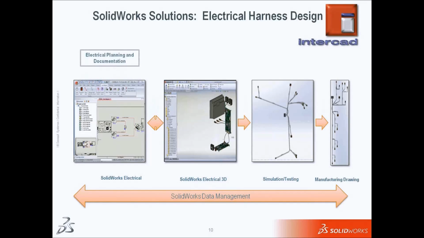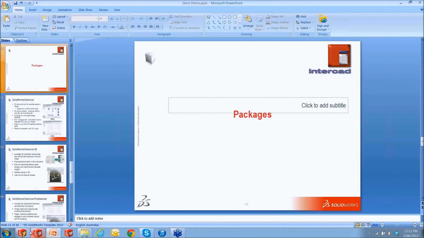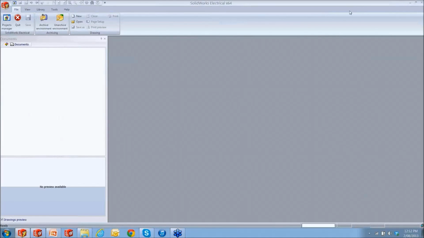So electrical planning and documentation, as you can see, gets done in Electrical 2D. Then you have electrical system design, and there's wires, cables and harness routing involved inside that system design. And then we've got simulation and testing, and then we've got the link to manufacturers, so we'll prepare all the manufacturing drawings. So let's open SolidWorks and start our demo.